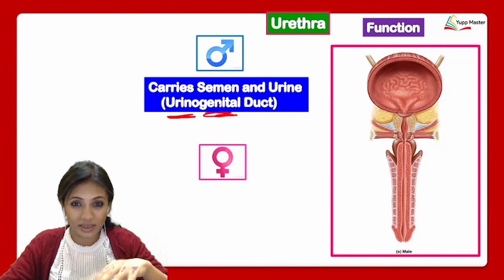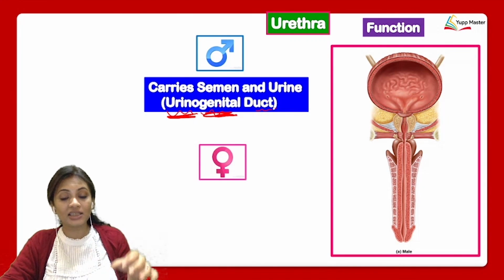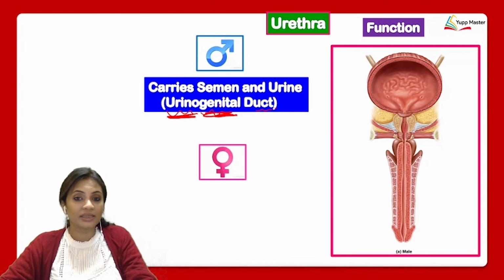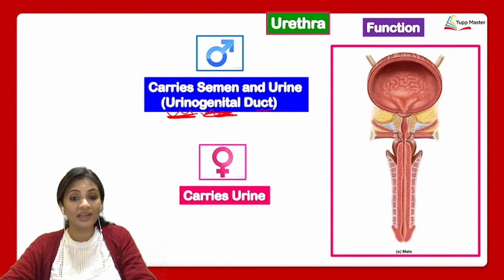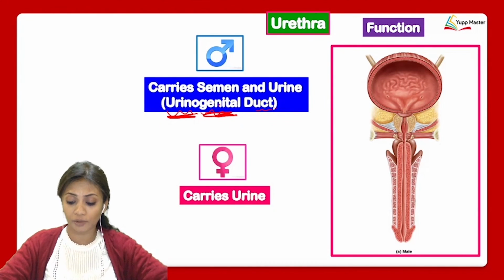What is it called? It's called a urinogenital duct. That is for males. But when we come to females, the urethra has basically only one function, and that is carrying urine and urine only. All right, so that's all about the urethra.